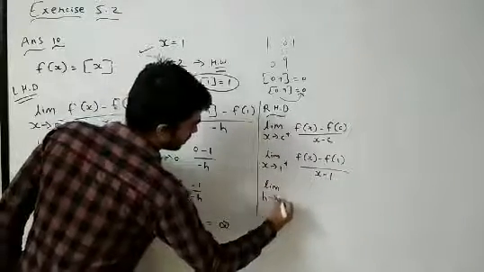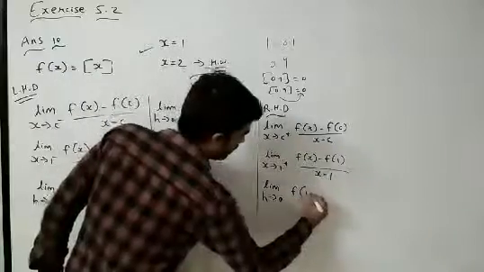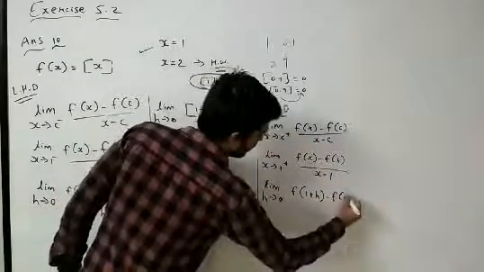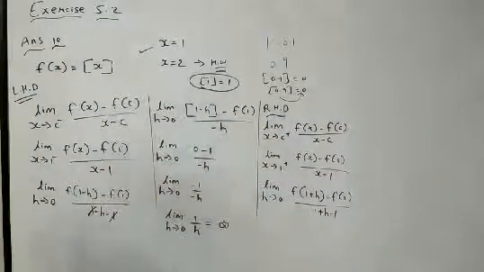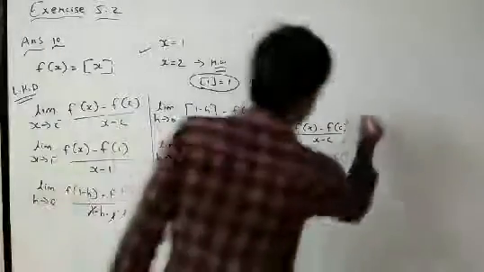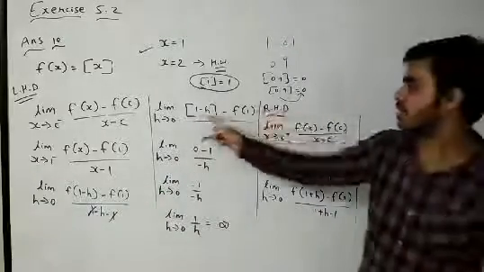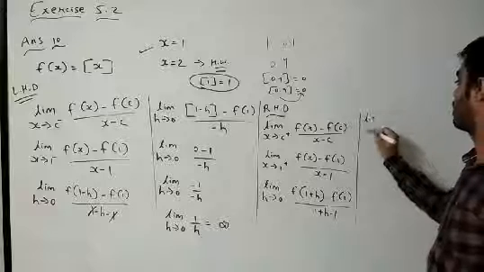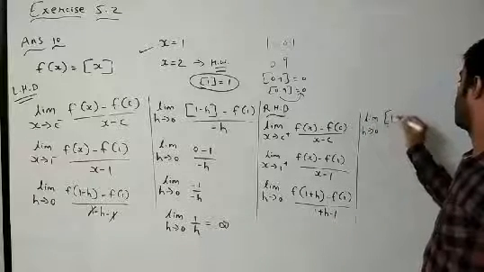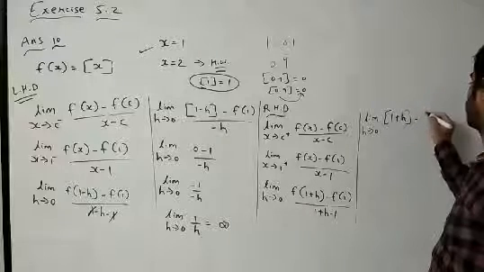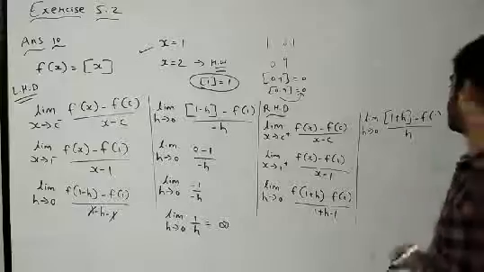Limit x tends to 0, f of 1 plus x minus f of 1, by 1 plus x minus 1. Clear? Then after this, our given function will remain the same, but here instead of 1 minus, it will be 1 plus x, minus f of 1, by x.